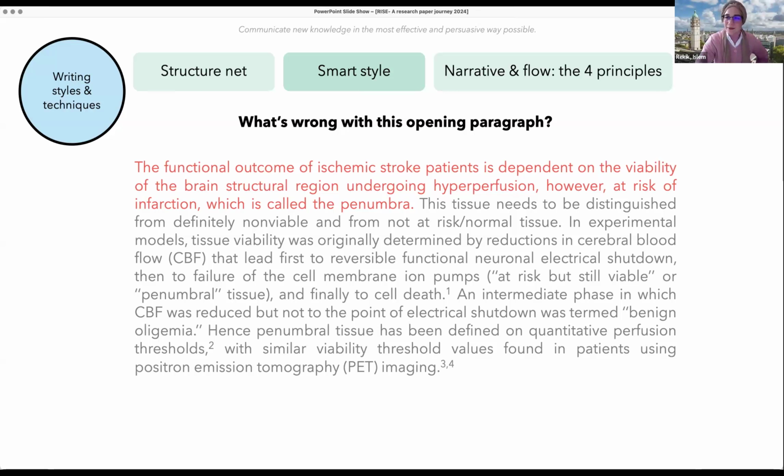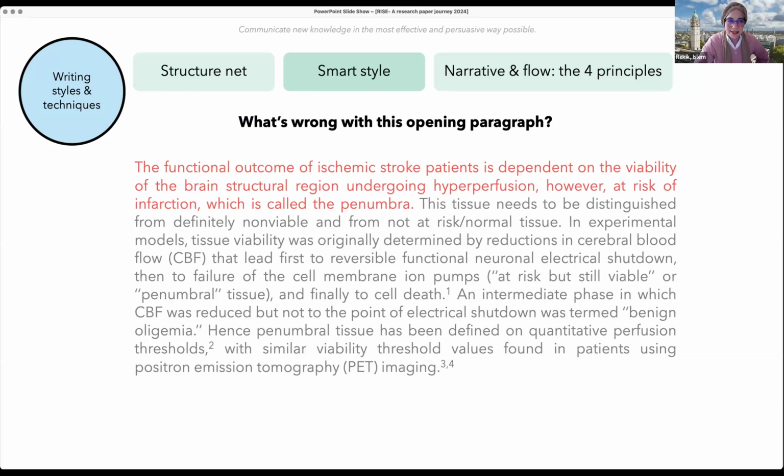It's not clear from what, right? So lack of clarity, that's a very good point. Thank you. There is a lack of clarity here. So the functional outcome of ischemic stroke patients is dependent on the viability of the brain structural region undergoing hyperperfusion, however, at risk of infarction, which is called the penumbra. So, and there's an order, right? So it's like, please keep your microphone off, everybody here. Yeah, thank you. So here, basically, the order of the words is not right.